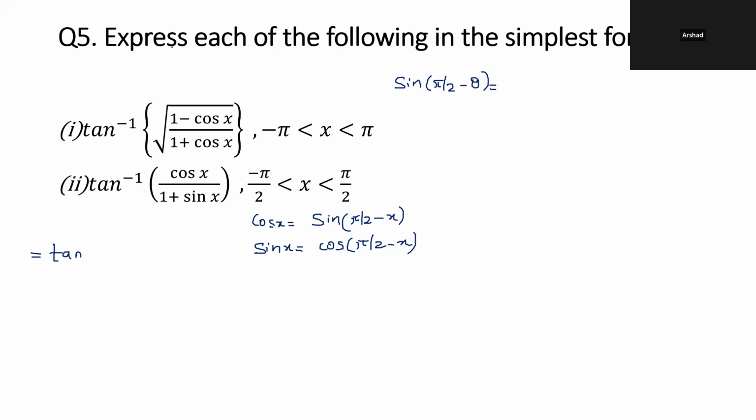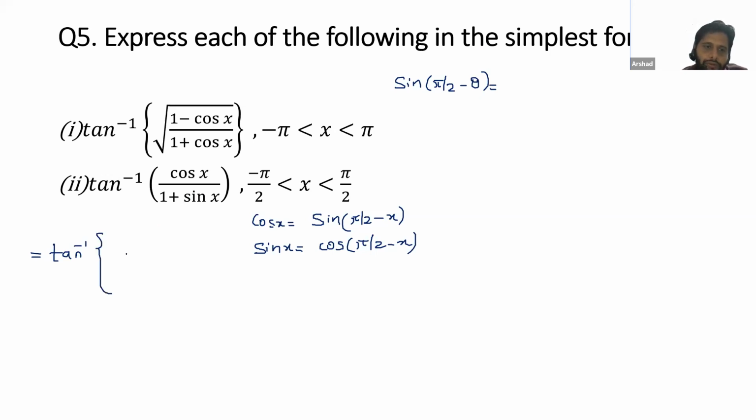First thing, please learn all the formulas which you have done in class 11th. Today, please take out your books and learn these basic formulas. Here we will write, in place of cos, sine pi by 2 minus x. And in the denominator, we can write 1 plus cos pi by 2 minus x.